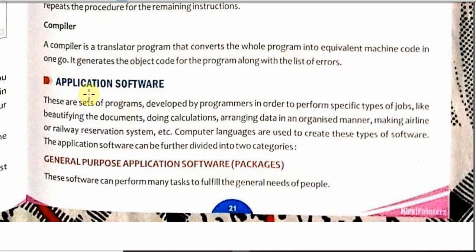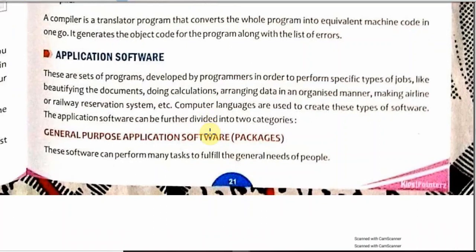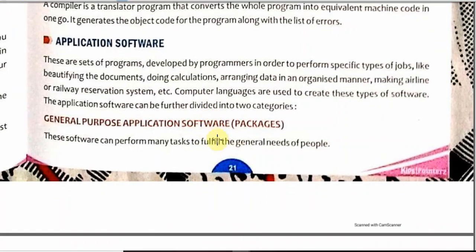The next set of programs is application software, that is the second type of software. These are programs developed by programmers in order to do a specific type of job, like beautifying a document, doing calculation, or doing other computation. Computer languages are used to create such types of software, and they are further divided into two categories. First is general purpose application software.